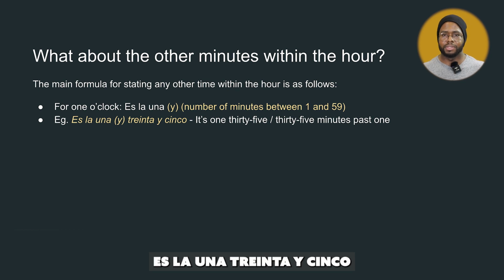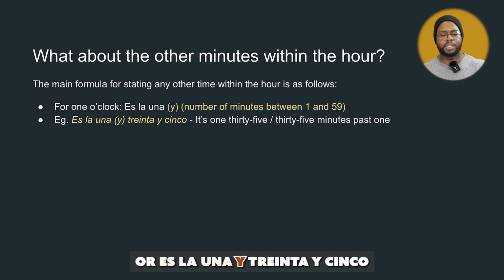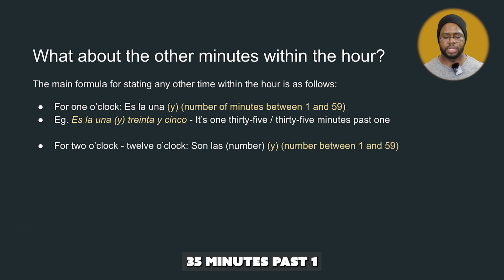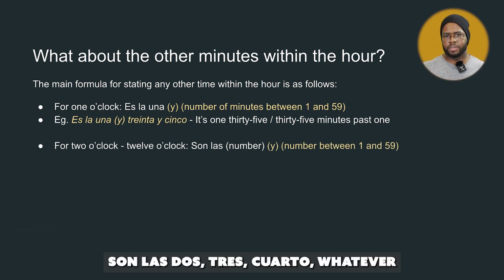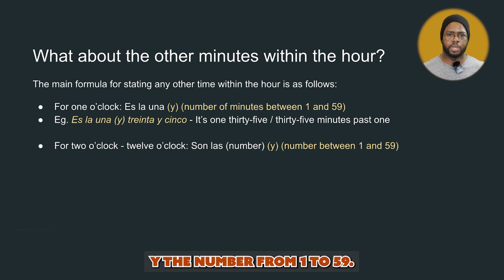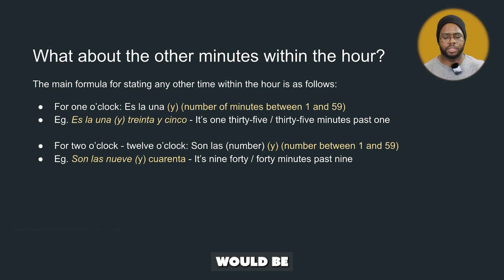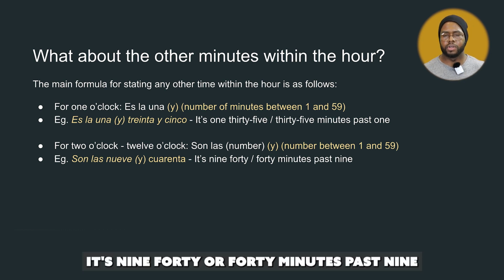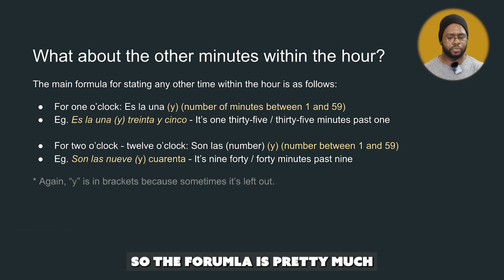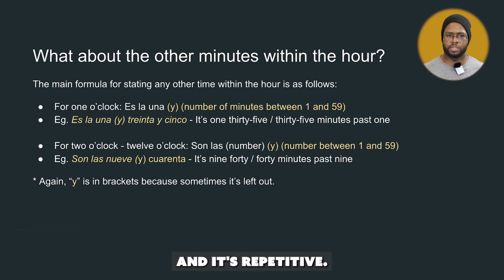Es la 1:35. 35 minutes past 1. Same thing for 2 to 12. You just say son las 2, 3, 4, whatever, y the number from 1 to 59. So for example, son las 9:40, will be it's 9:40 or 40 minutes past 9. So the formula is pretty much very simple and it's repetitive.